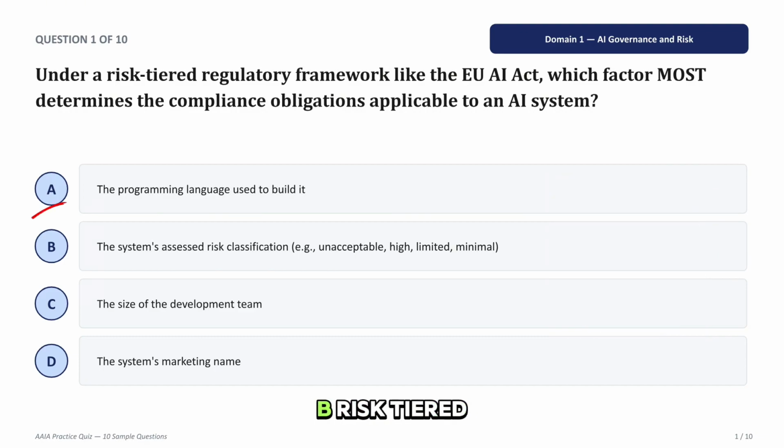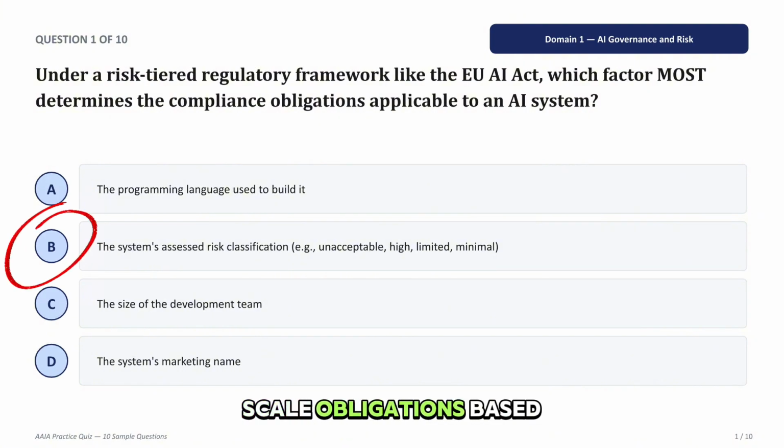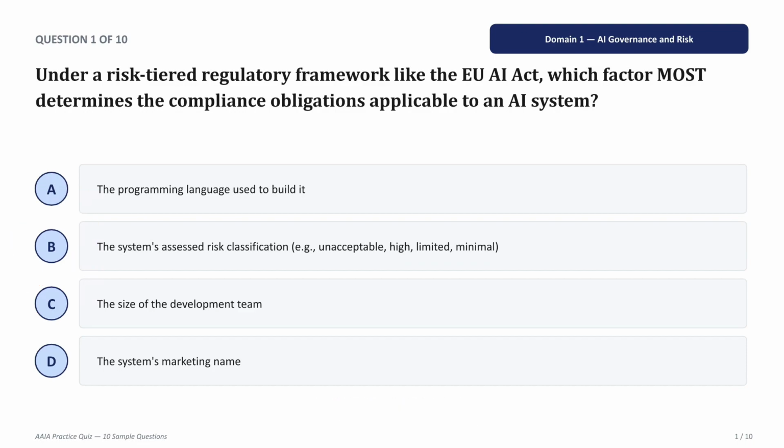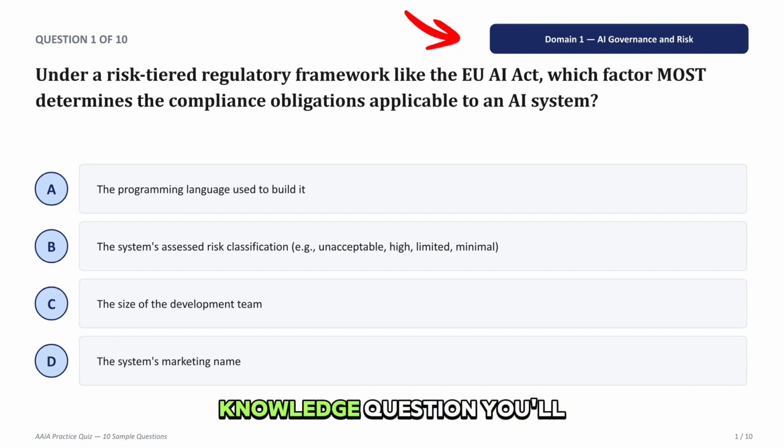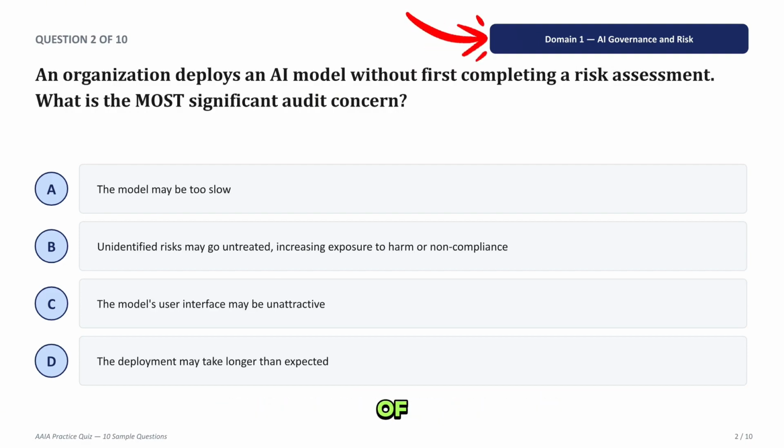The answer is B. Risk-tiered frameworks like the EU AI Act scale obligations based on the system's assessed risk classification, not the tech stack, not the team size. This is Domain 1 territory, and it's exactly the kind of framework knowledge question you'll see a lot of.